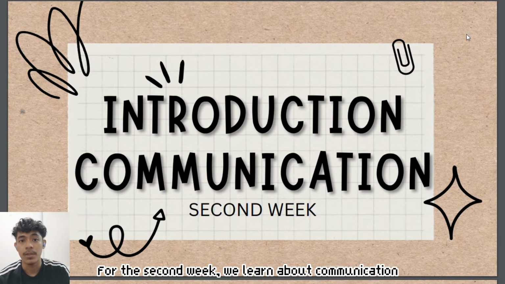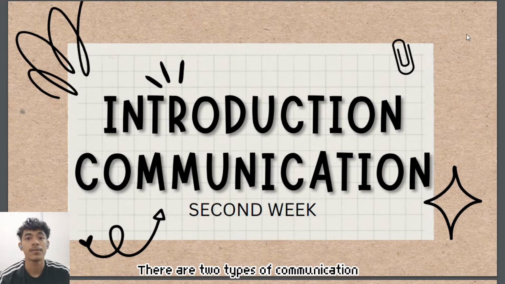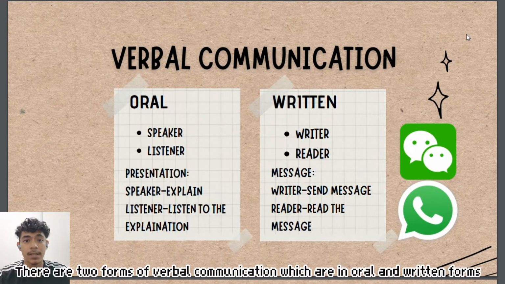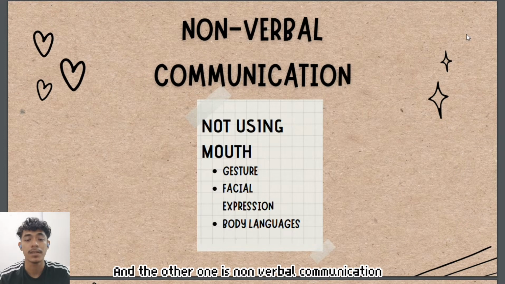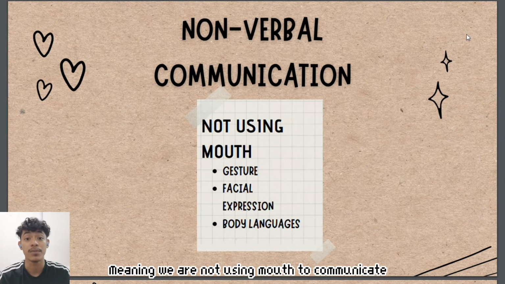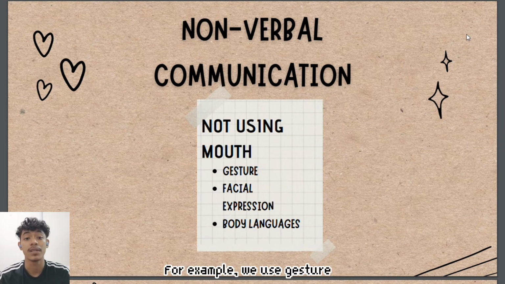The second week, we learn about communication. There are two types of communication. The first one is verbal communication. There are two forms of verbal communication, which are oral and written forms. And the other one is non-verbal communication, meaning that we are not using the mouth to communicate. For example, we use gestures.